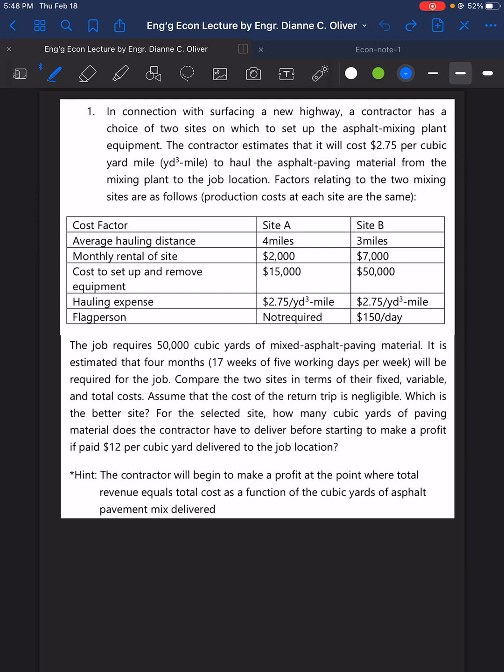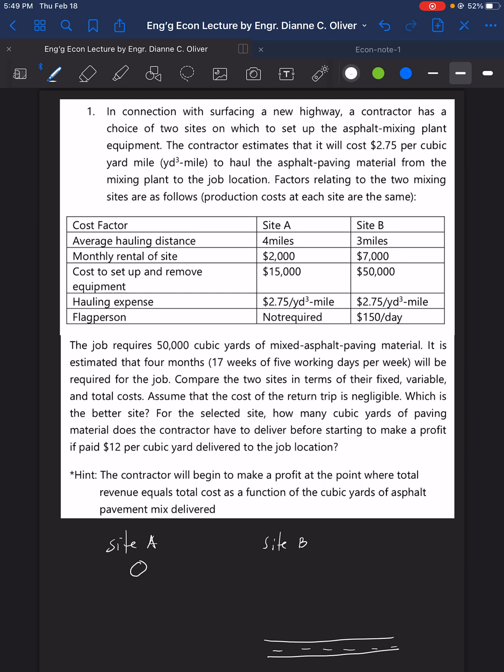So first, we are going to answer the question, which is the better site? To do that, given all these costs for the 2 sites, we need to find out at which site the contractor will pay less, so that it will help him in making a decision on where he will set up the asphalt mixing plant. Is it site A, which is farther away from the job site, imagine if this is the highway, or is it site B, which is 3 miles from the job site?